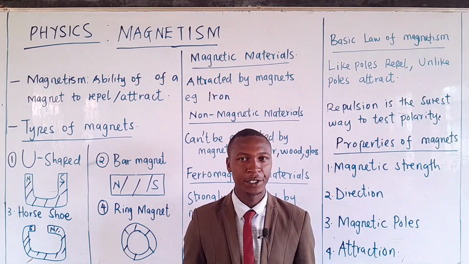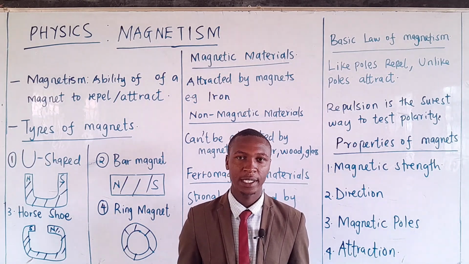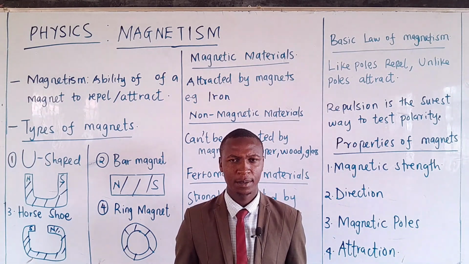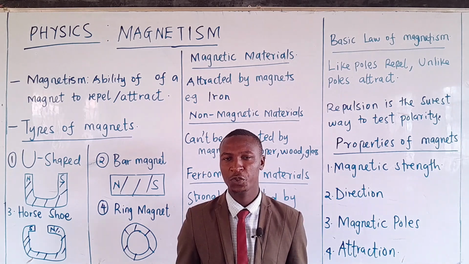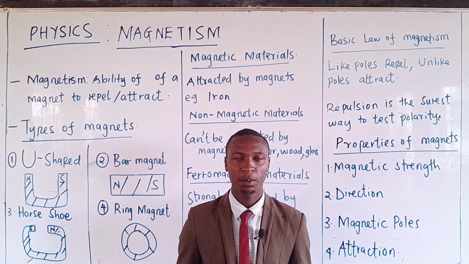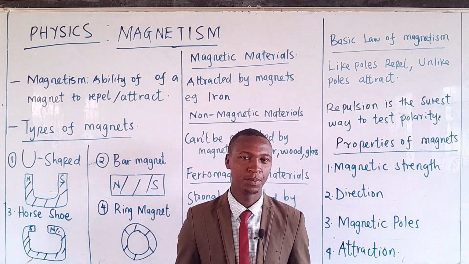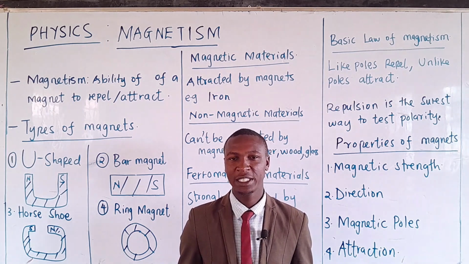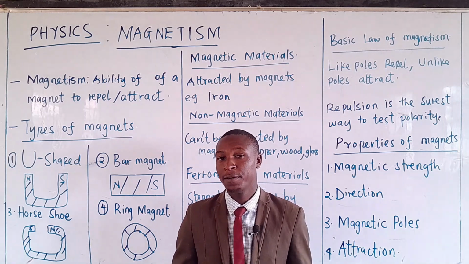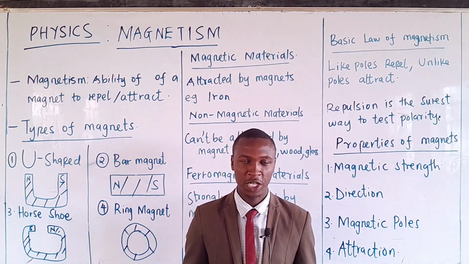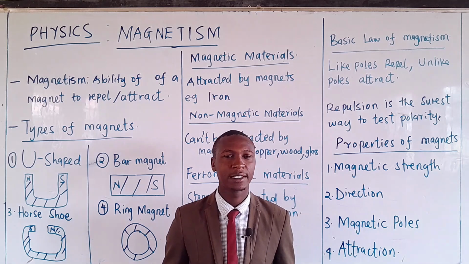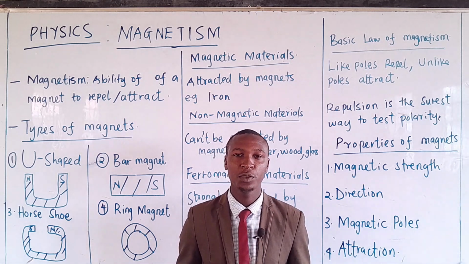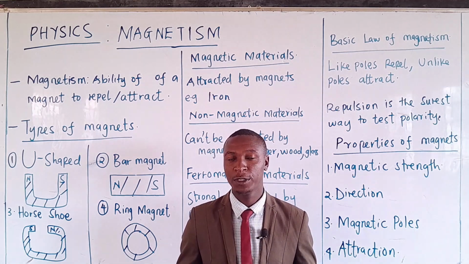In this video, we are going to discuss magnetism. Magnetism is one of the branches of physics where we normally talk about electricity and magnetism. We can discuss how electric fields and magnetic fields interact and the effect they have on each other. For us to understand electricity and magnetism, it is important that we understand how to define magnetism.